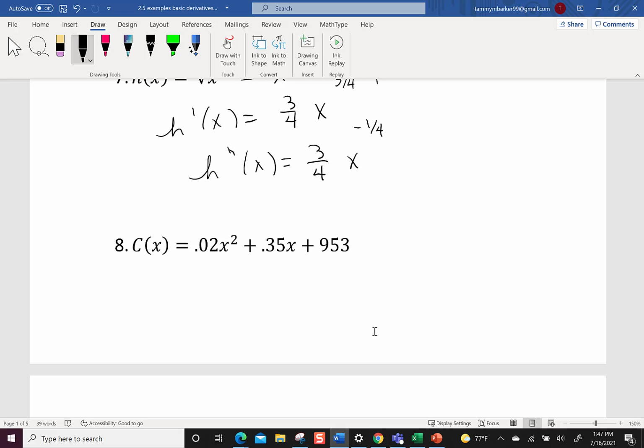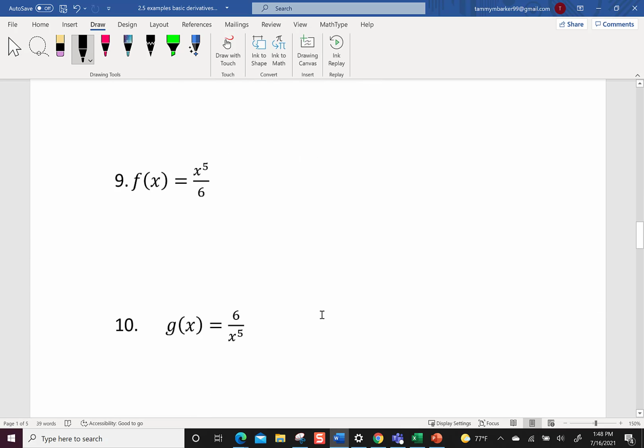8 says c of x is 0.02 x squared plus 0.35x plus 953. I don't want you to worry about decimals either. They're okay. I do 2 times 2. So I keep the 0.0. 2 times 2 is 4. I have x. It's power 1. I'm not going to write it. 0.35 times x, and I have a plus 0.35. 953 is a constant. The derivative of a constant is 0, so I have my answer. So c prime of x is 0.04x plus 0.35.